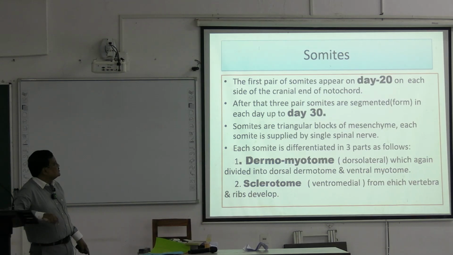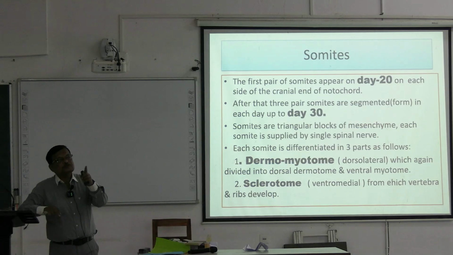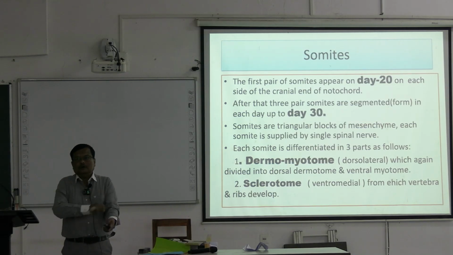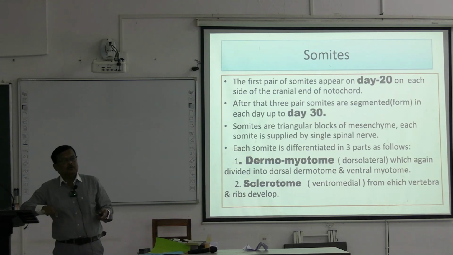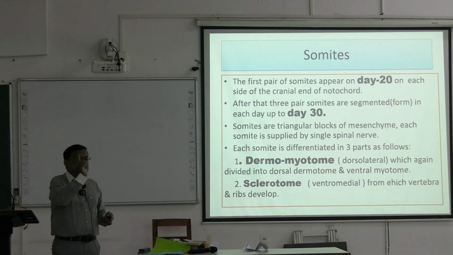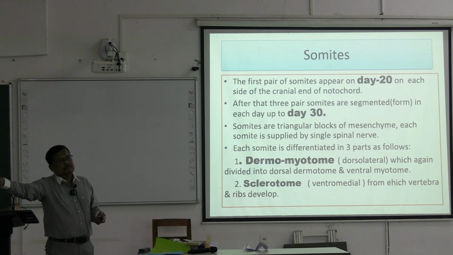Each somite is supplied by a single spinal nerve. একটা somite, ভালো করে শোনো এটা, very important for explain why question. Each somite is supplied by a single spinal nerve. We got a spinal nerves, already you have got knowledge in your school. There are spinal nerve, 31 pairs of nerves are there, and each somite is supplied by a single spinal nerve. ফলে all the muscles developed from the somite will be supplied by that nerve. That's more important.